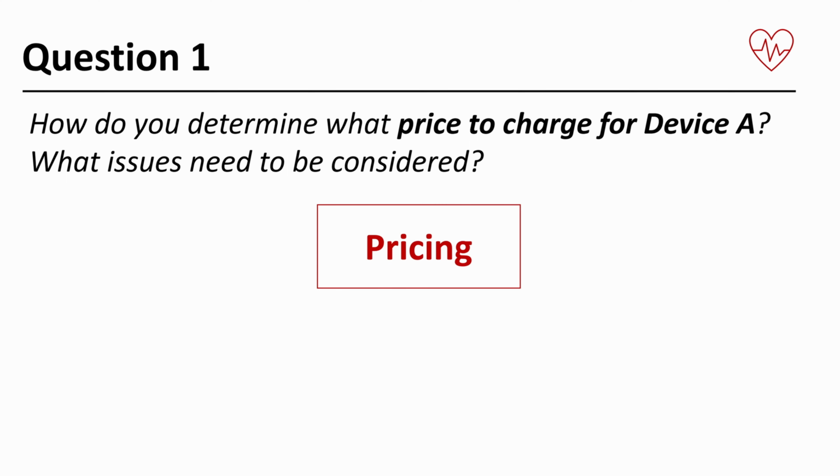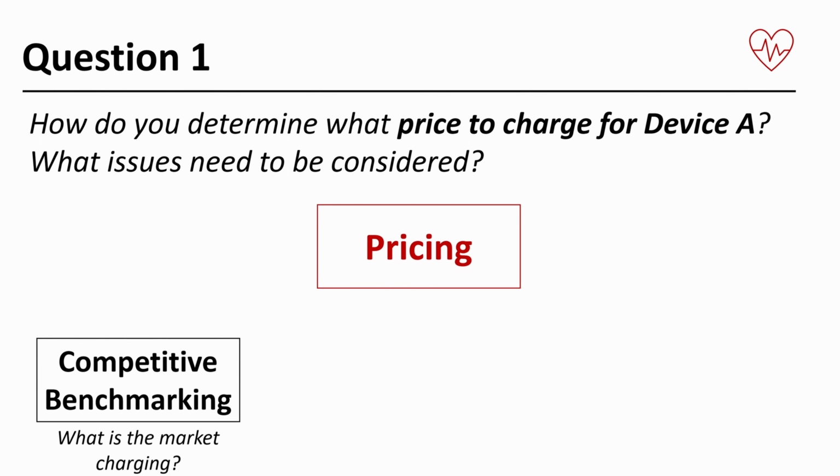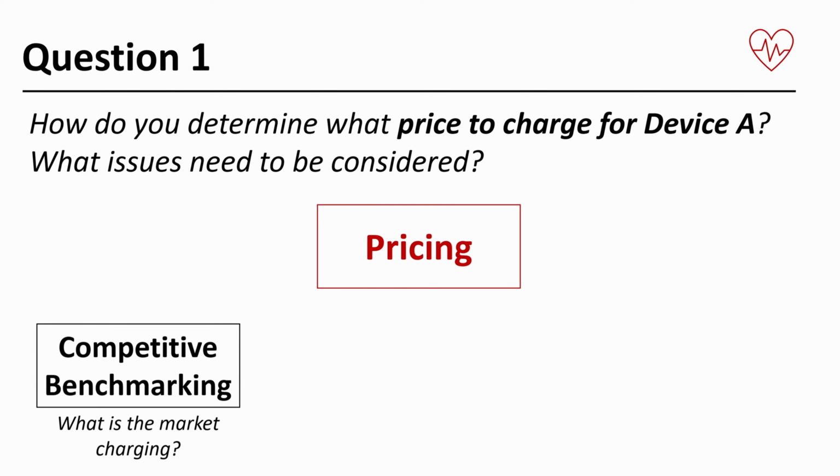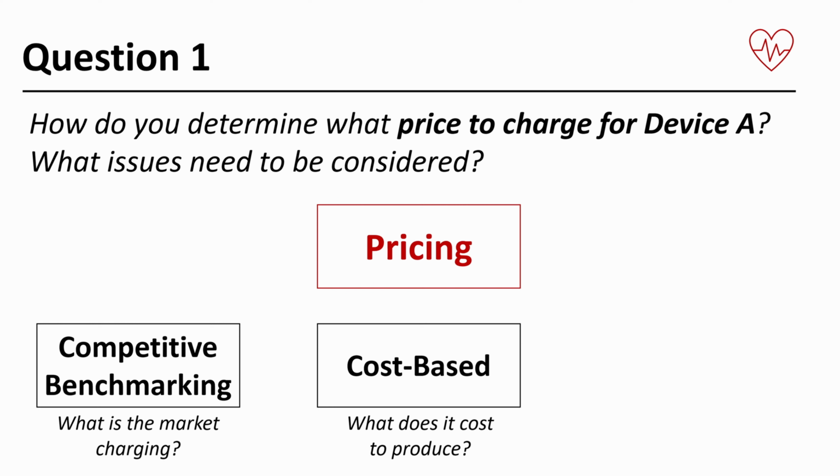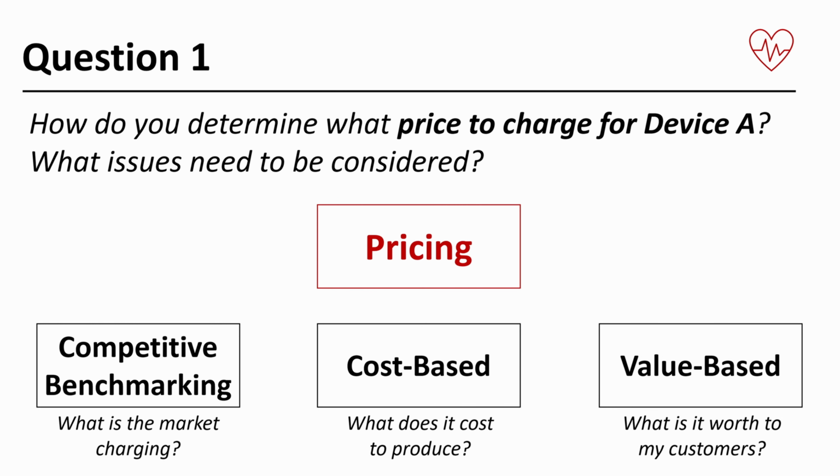So the main 3 ways to think about pricing are competitive benchmarking, or what is the market charging, cost base, which is what does it cost to produce, plus a potential fixed margin, and then finally value based, or what is it actually worth to my customers. Given this is a new product to market, we won't be able to use competitive benchmarking. So we'll need to rely on cost-based and value-based pricing methods to understand what price to charge for Device A.